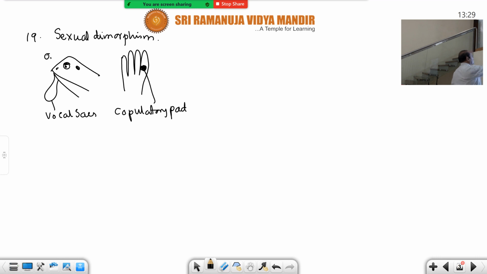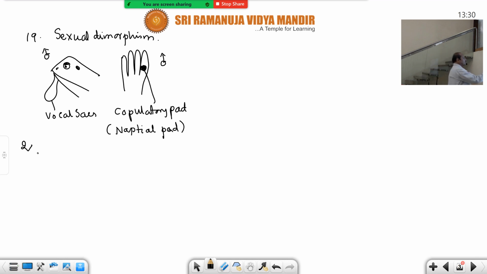Copulatory pad is seen only in male frogs, absent in female frogs. This is the male forelimb and this is the male head. So the lower jaw, from which hang the sac-like structures called vocal sacs, are resonators of croaking sounds. Copulatory pads are nuptial pads. They are also called nuptial pads because with their help the male embraces the female frog during copulation. If these two are present, male frogs; if they are absent, female frogs.